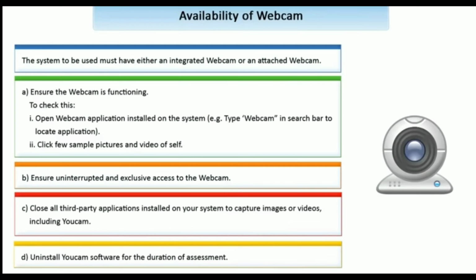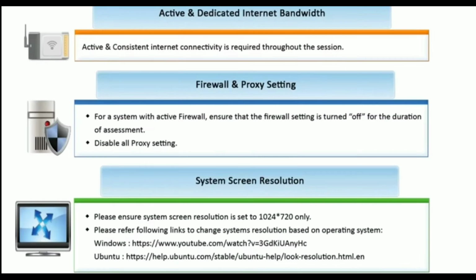And next is ensure uninterrupted and exclusive access to webcam. Close all third-party applications installed on your system to capture images or videos, including webcam. And uninstall UCAM software for the duration of the assessment. And next step is active and dedicated internet bandwidth. Active and consistent internet connectivity is required throughout the session.